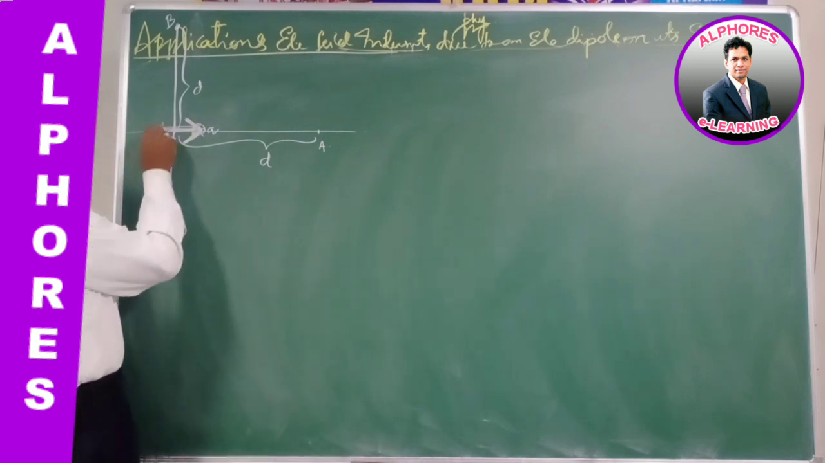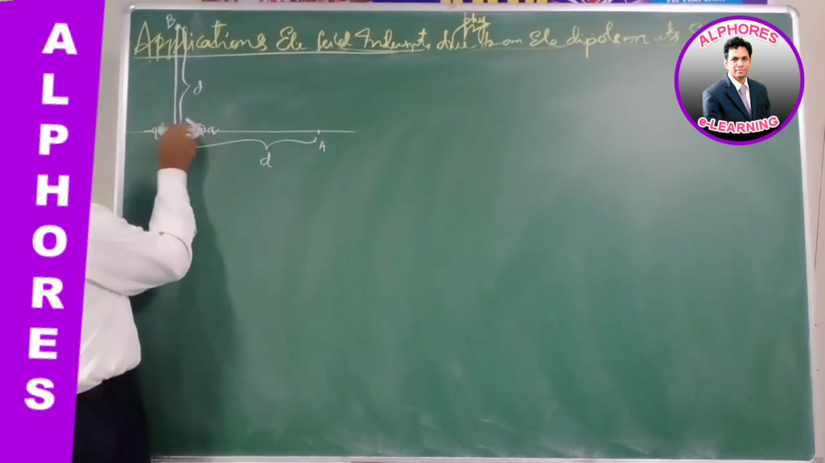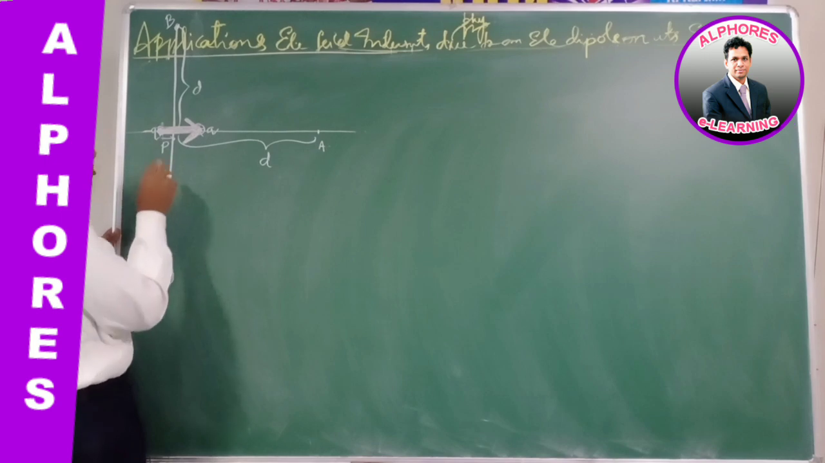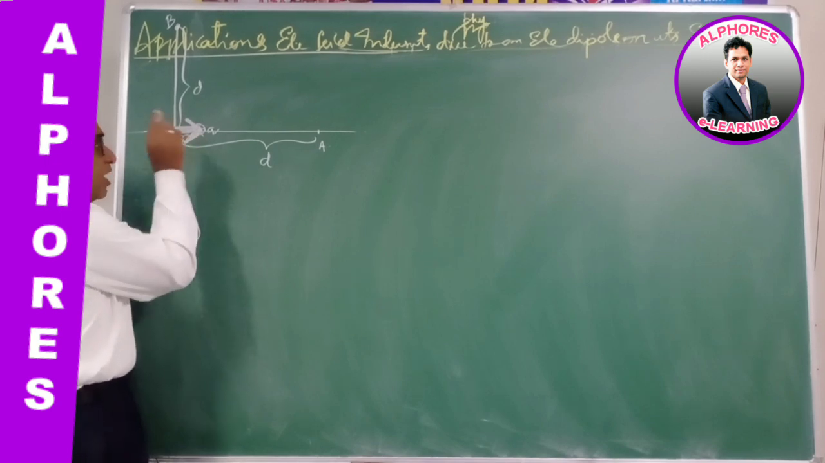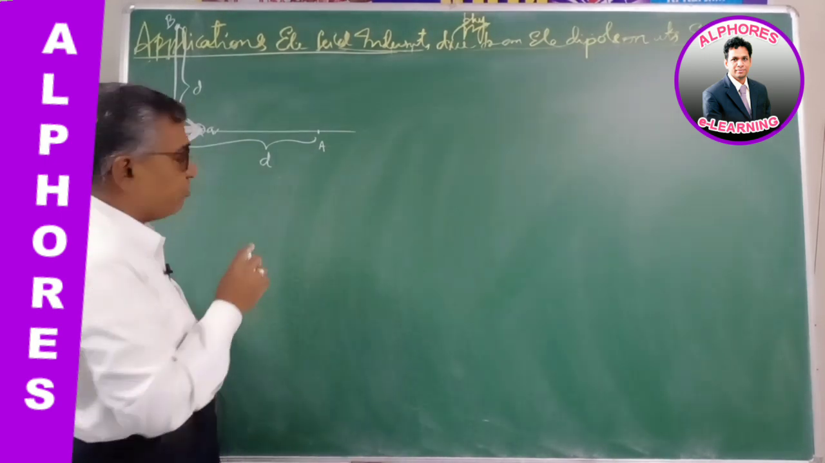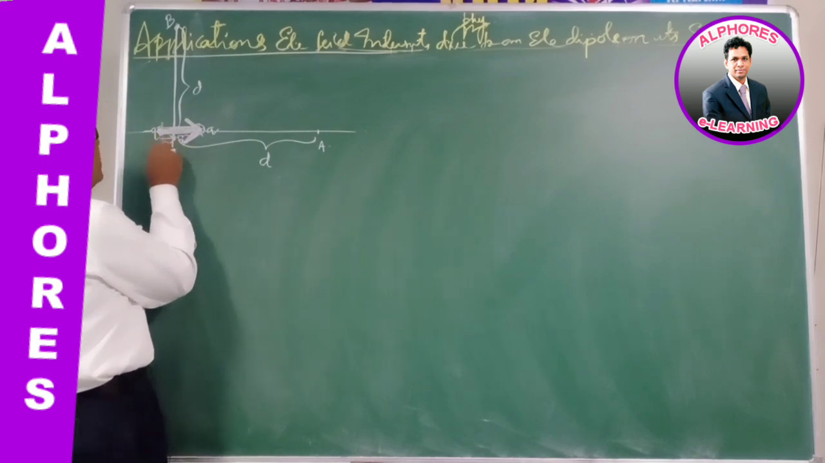Now, first of all, this is a short dipole. So for a short dipole, I need not take the length of the dipole. I am not bothered about the length of the dipole. So only dipole moment is to be considered.